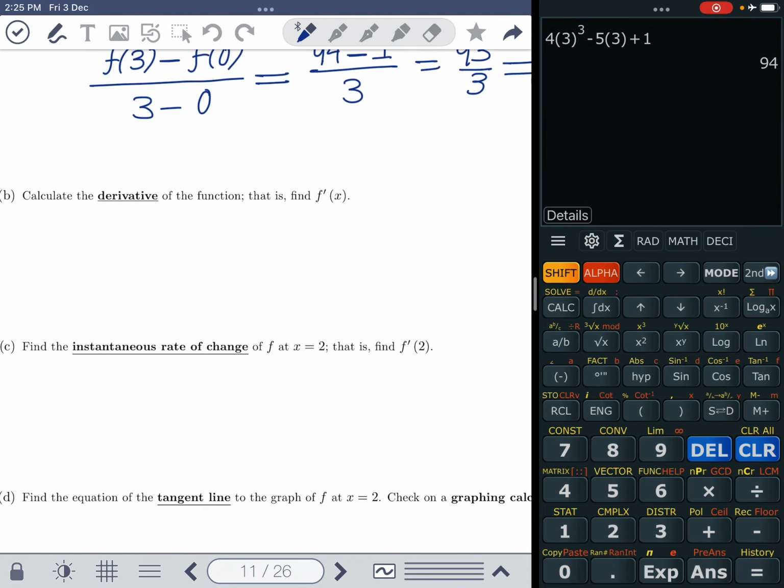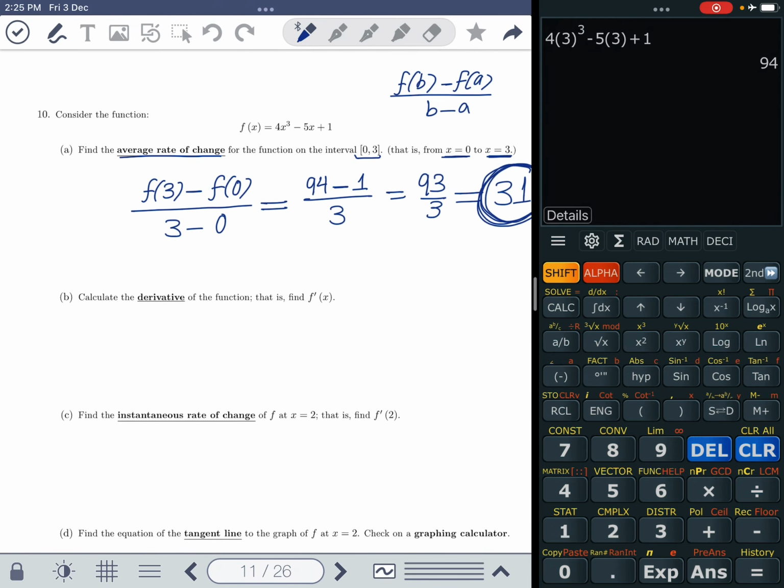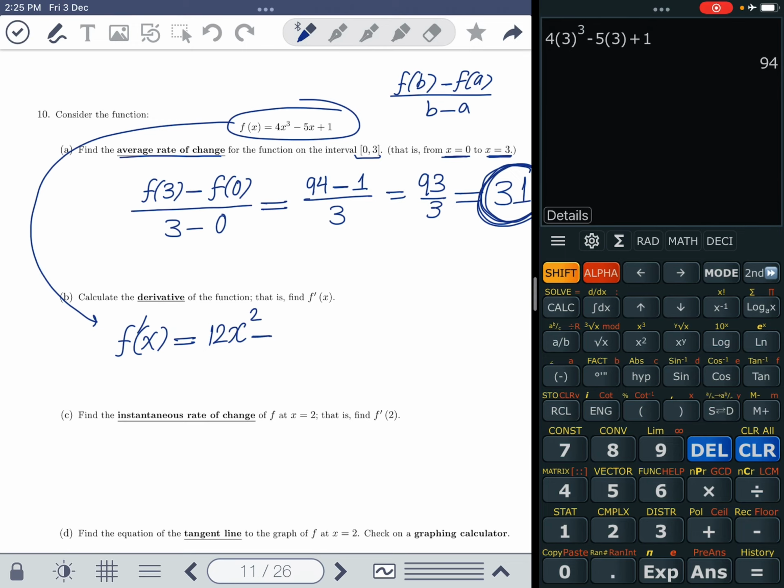Calculate the derivative of the function, f prime of x. This also is simple because the function is a simple function. So its derivative, you use the power rule. For x cubed, you bring the 3 down, it will be 12, and then subtract 1 from the power. It will be 12x squared minus the derivative of 5x, which is 5, and the derivative of 1 is 0. And so the answer is 12x squared minus 5.